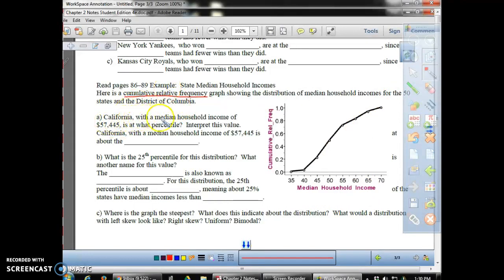So California, with a median household income of $57,445, is at what percentile? I want to go to the x-axis and look for roughly $57,445. So it's going to be a little bit to the left of this. I'll draw a line in. So I'm going to go straight up. I might have made it a little bit too far, but straight up. And then what I want to do from there is go straight over to the left.